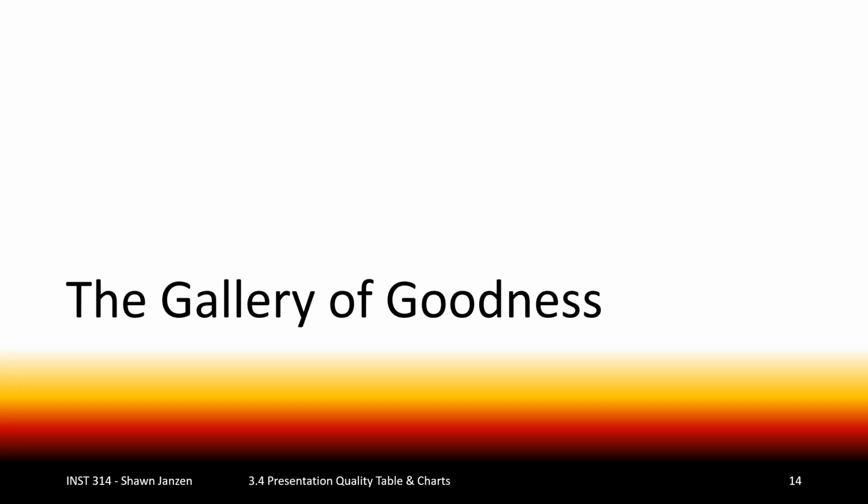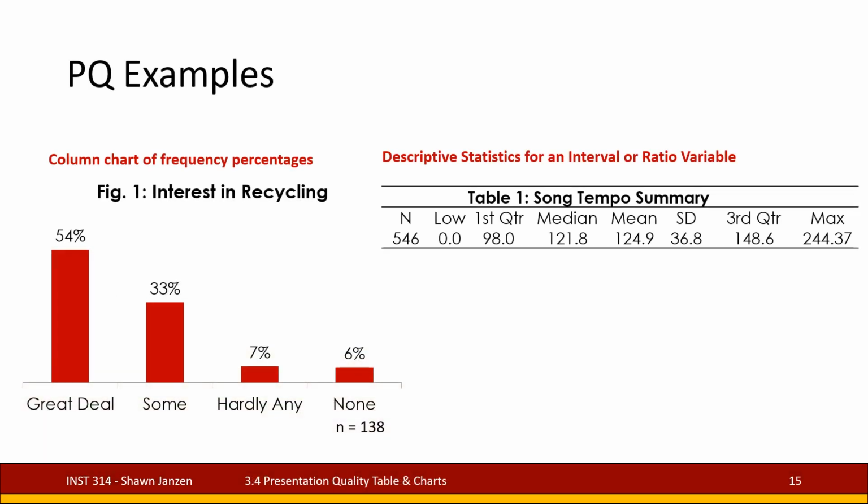So let's briefly take a walk through our gallery of goodness, some PQ tables and charts that do the job right. Here we have a chart on the left and a table on the right that look good. The chart is clear, it's not cluttered. When we have percent signs on top of the bars, you don't need the y-axis. It's pretty clear how large each of those columns are.